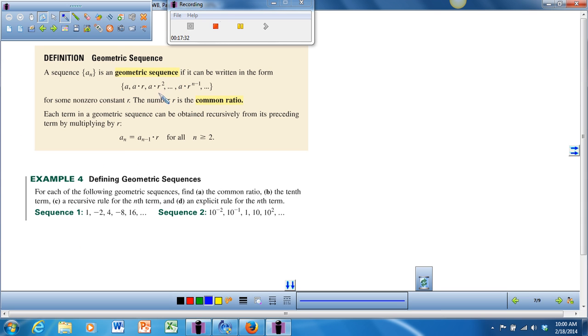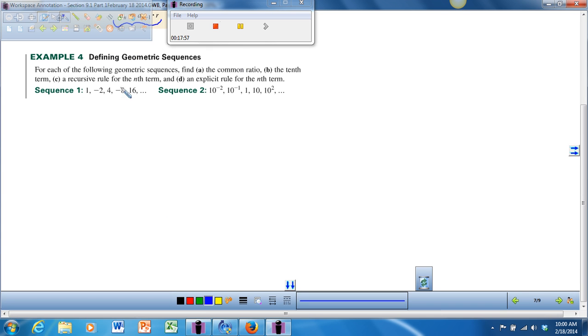So geometric sequence, they give an example here. The first term is a, the second is a times r, third is a times r squared. Instead of a common difference, geometric has a common ratio. The general recursive rule for a geometric is a sub n minus 1 times r. So let's look at our example sequence down here. We are going to find the common ratio, the 10th term, the recursive rule, and the explicit rule.